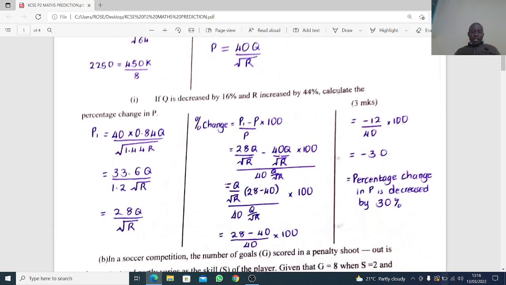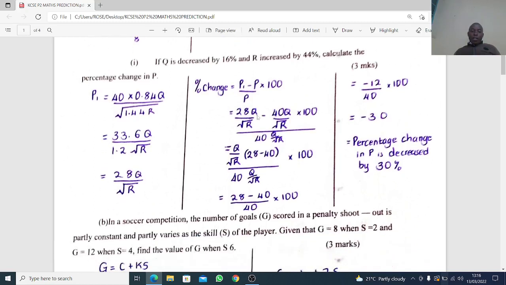So minus that, then all over the original, that is 40 times q all over square root of r, then times 100. So from there you can factor out q all over root of r. If you factor it out here, you get q all over root of r into bracket 28 minus 40, then all over 40 q all over root of r.